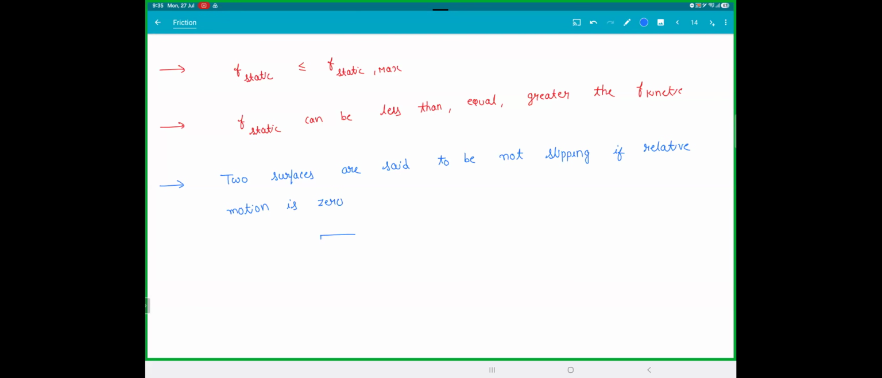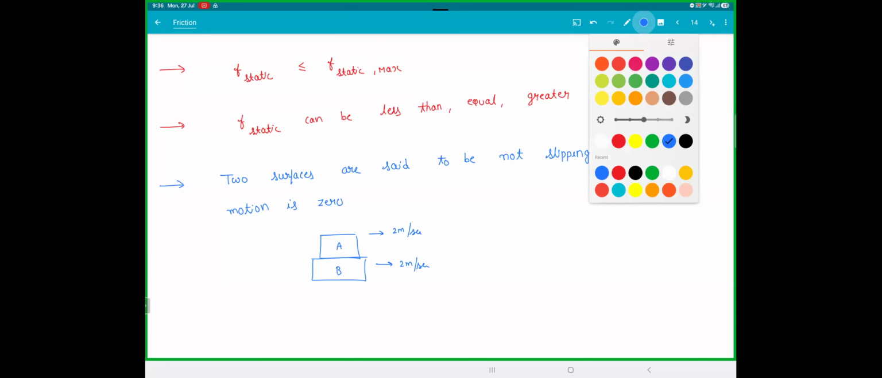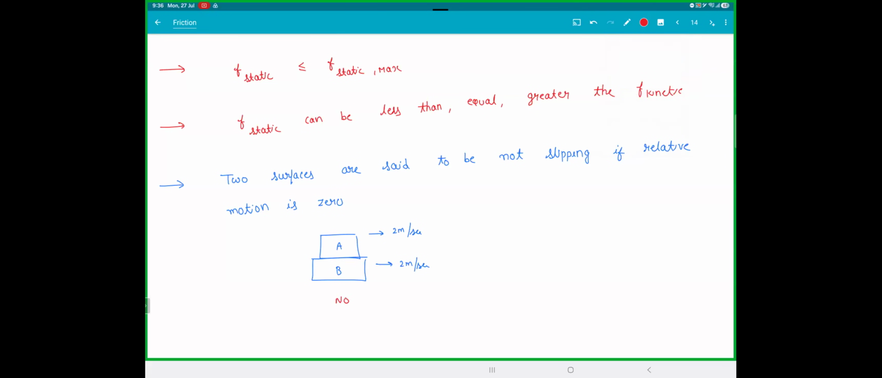So for example, if this guy is going with 2 meters per second, this guy is also going with 2 meters per second. There's no slipping. They're moving, but they're not slipping. So be careful what is slipping and not slipping. Slipping meaning there is a relative motion. No slipping meaning there's no relative motion. The blocks can still move.